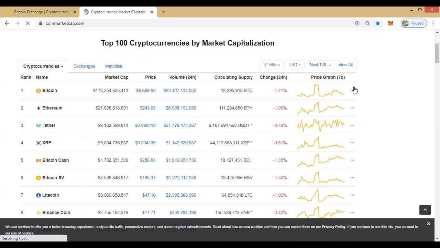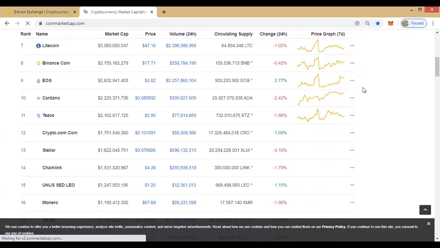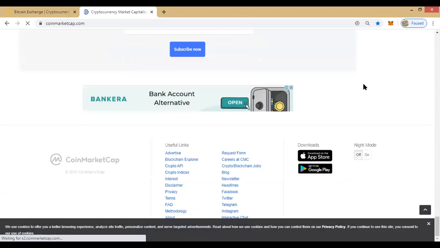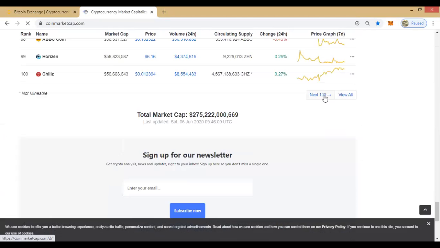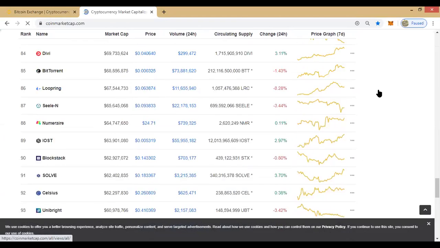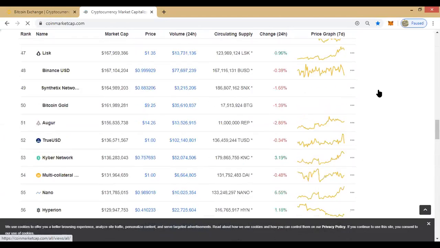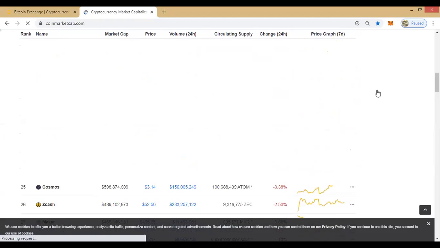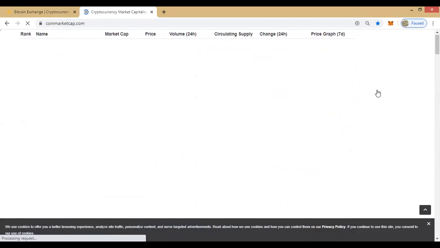These are the various coins that are listed there. There are thousands of them, I think 2,500 or more. I can't really remember now, but I know there are many. Next 100, you can as well view all. The good thing about this is that all the coins here are ranked, or rather rated, according to their relevance, or should I say popularity, or according to their coin market capitalization. That is how they are usually rated.